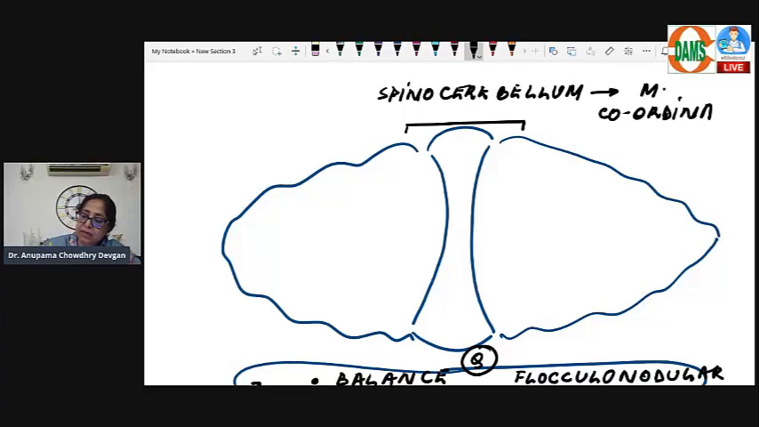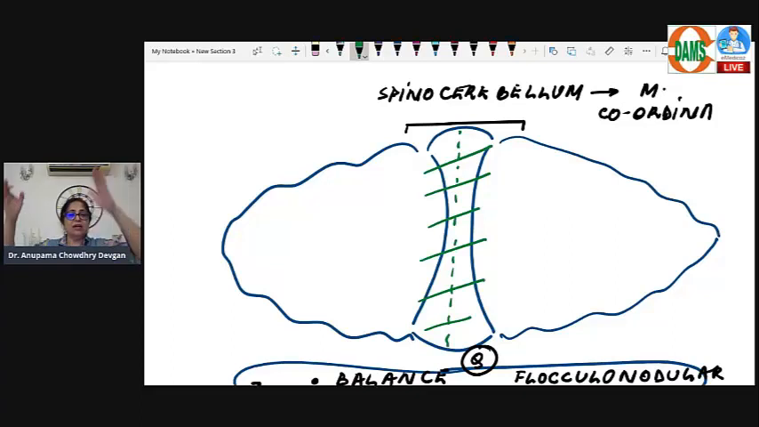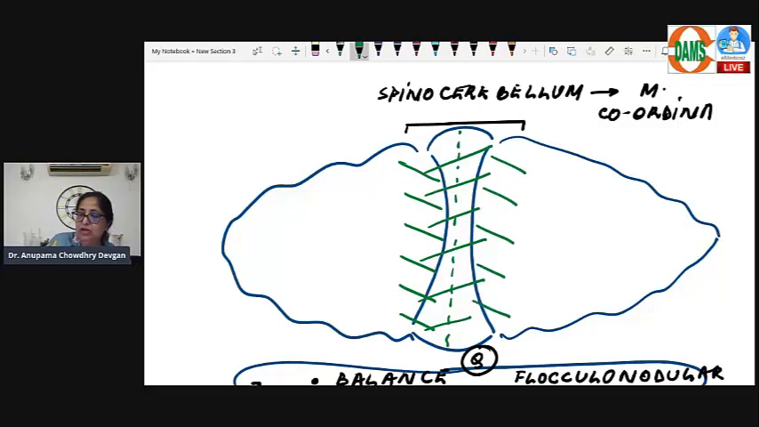The medial part of the spinocerebellum, that means in the midline, this is the midline here. So the medial part of the spinocerebellum is involved in coordination of the axial muscles. The lateral part of the spinocerebellum is involved in coordination of the distal muscles. Medial part for coordination of the axial muscles, lateral part for the coordination of distal muscles, right?